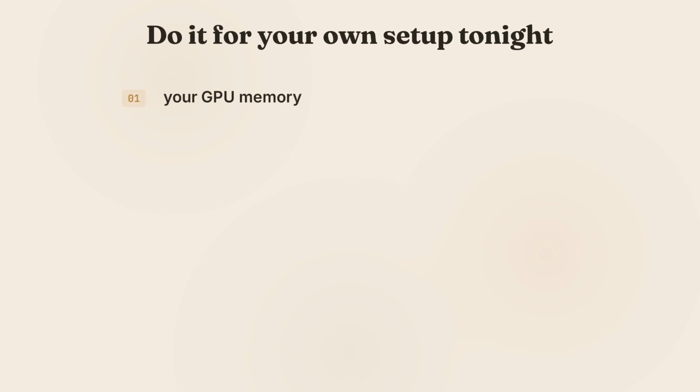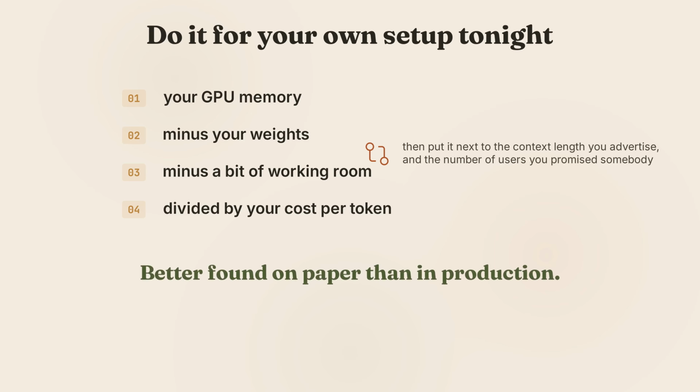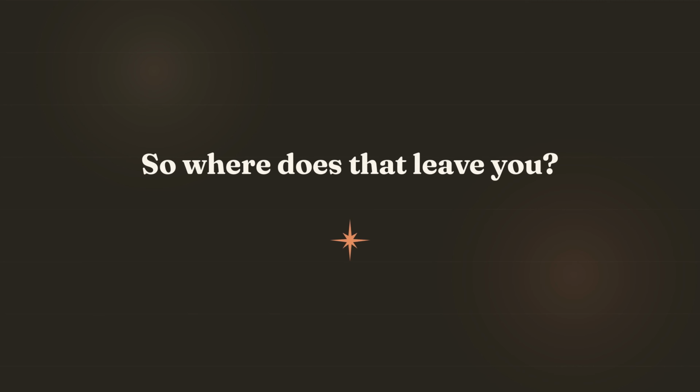So go and do that division for your own setup tonight. Your GPU memory minus your weights minus a bit of working room divided by the per token cost you worked out earlier. And then put that next to the context length you advertise and the number of users you promise somebody, and see whether those two things can both be true at the same time. Quite often they can't. And it is so much better to find that out on a piece of paper than in production.